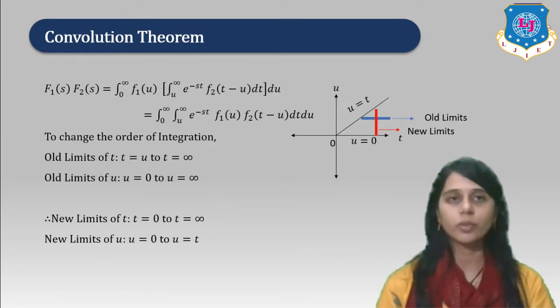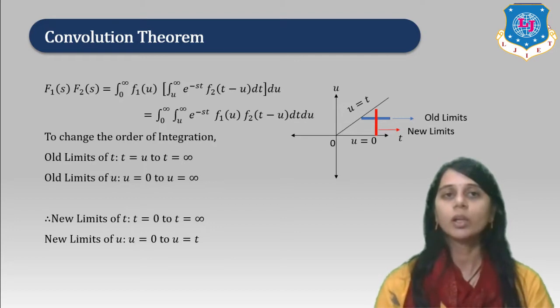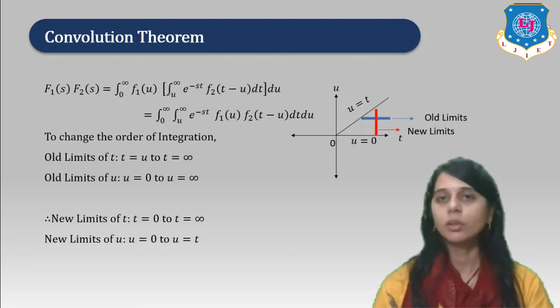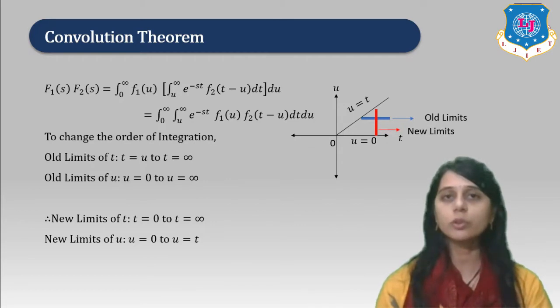So it is the integration from 0 to infinity of f1(u), the integration from u to infinity of e raised to minus st f2(t minus u) dt du. Now taking the limits in the graphical formation, we are taking u equal to 0, u equal to t. There is an old limit and a new limit. So from 0 to infinity, u to infinity, e raised to minus st f1(u) f2(t minus u) dt du.